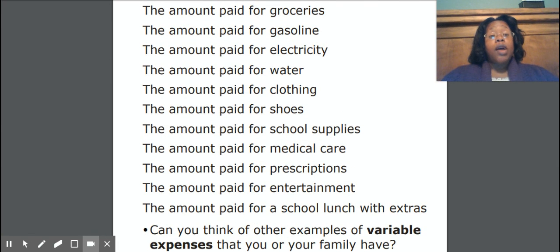So we're going to be talking about variable expenses, which change from week to week, month to month, and fixed expenses that stay the same. They do not change.